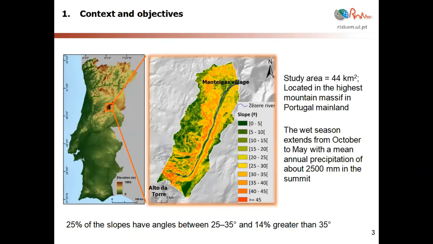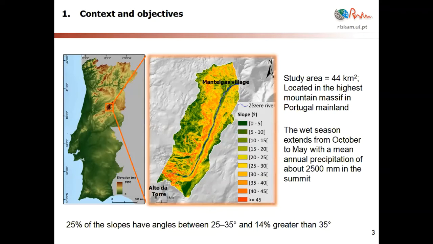The study area, the Zêzere Valley, is located in the highest mountain massif in mainland Portugal. The climate is Mediterranean with warm and dry summers. The wet season extends from October to May with a mean annual precipitation of about 2,500 millimeters at the summit. And snowfall can also occur during the winter, although less frequently than rainfall.